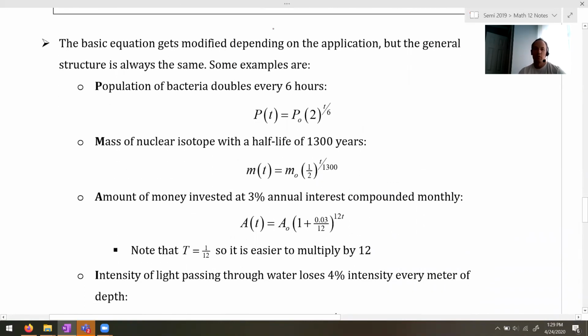If you have a population of bacteria that doubles every 6 hours, well, we're using P for population, and then we're saying the initial population, you multiply by 2, that's the doubling, and then it happens every 6 hours. So in this case, the 6 is on the bottom because when the time is 6, you want the exponent to be 1. So you get a single doubling. And when it's 12, you want 12 over 6 to be 2, so you get 2 doublings.